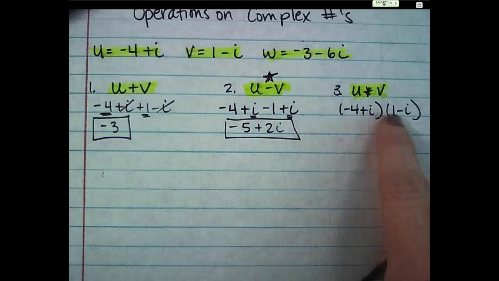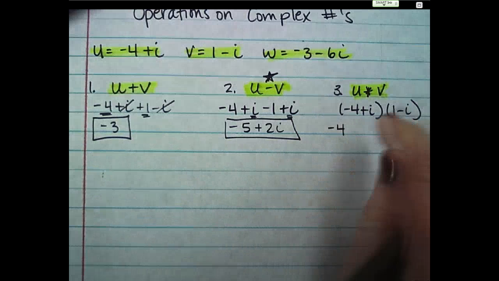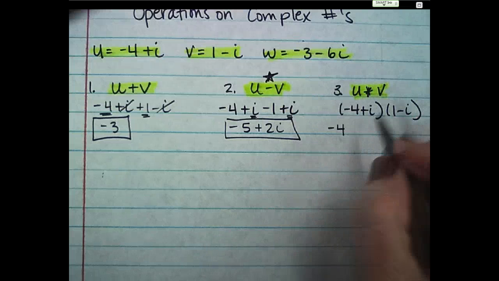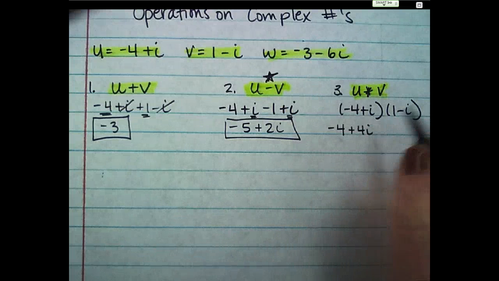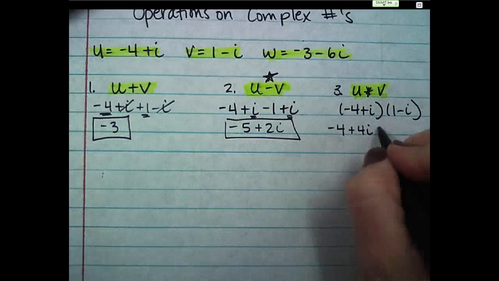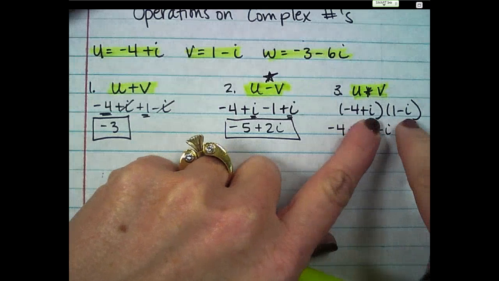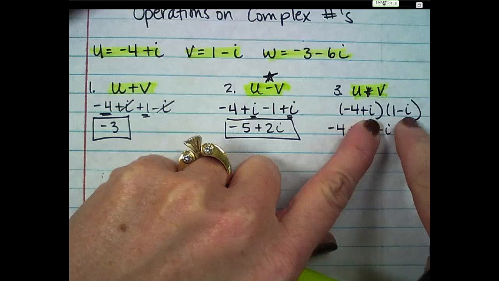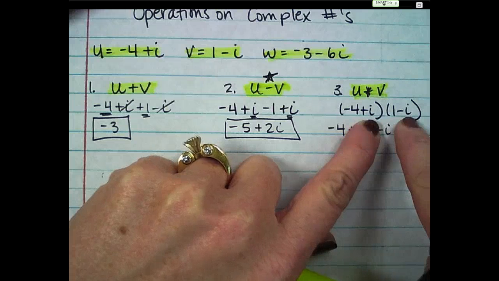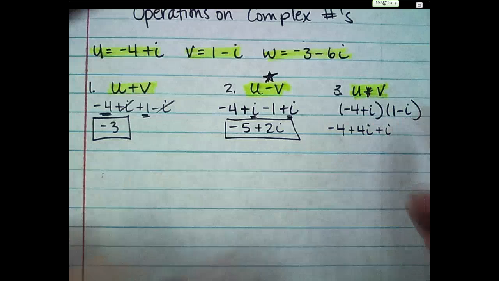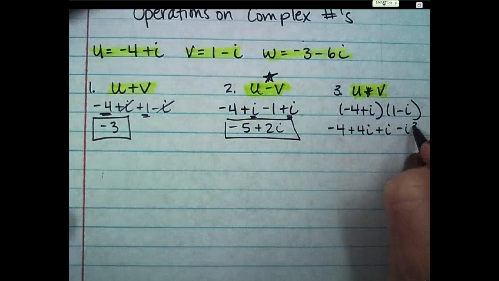So -4 times 1 is -4. -4 times -i is plus 4i. i times 1 is i. And then be careful here. i and -i multiplied together. What's i times i? i squared. But a positive and negative make actually a -i squared.